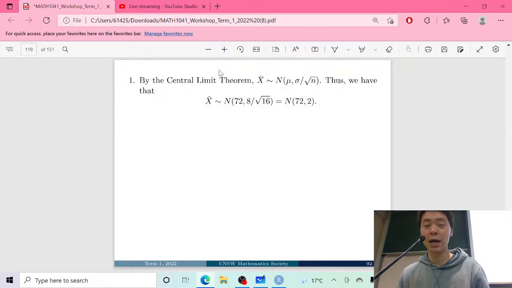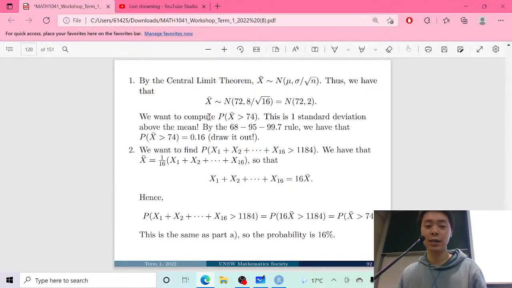By the central limit theorem, remember that if you sample large enough, the sample mean will approximate a normal distribution. And we have precise means and standard deviations. So if we just plug everything in, we already know what the mean is, we already know what the standard deviation is, we know how many people we sampled. If you plug everything in, then we should get that x bar, the sample mean, follows a normal distribution with mean 72 and standard deviation 2.